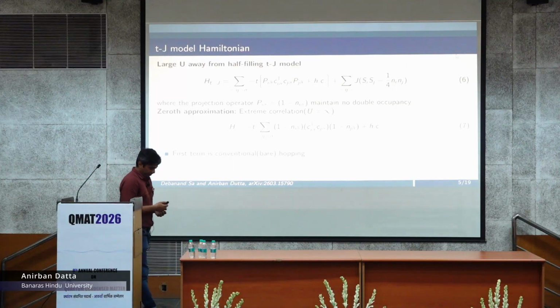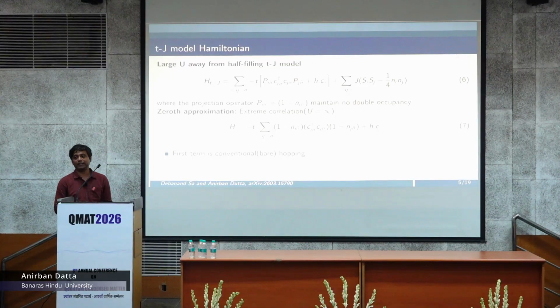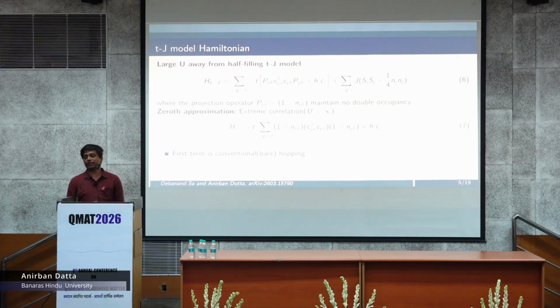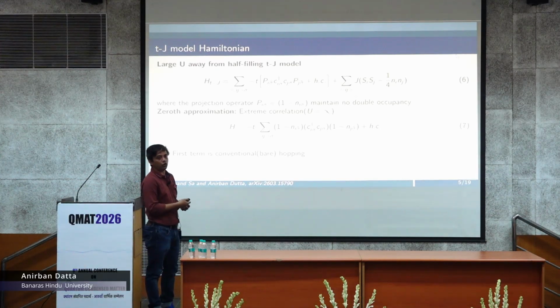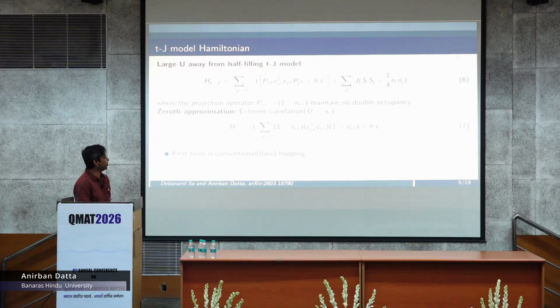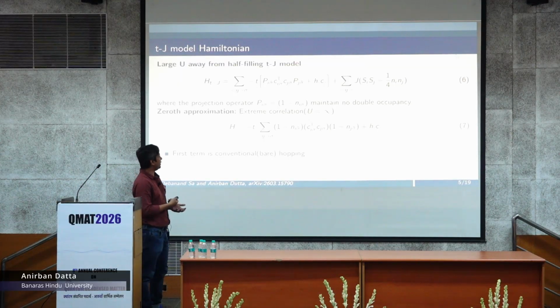Now to develop a theoretical method, we think that a good starting point is extreme correlation. We take U equal to infinity. J is of the order of T square over U, so if I take U equal to infinity, the J term goes to 0. So we have only this projected hopping Hamiltonian, a standard hopping projected on both sides. Although it looks like a simple hopping Hamiltonian, it's not a free fermionic Hamiltonian, because there are 4 fermion and 6 fermion terms present in it. So it's a strongly interacting system.